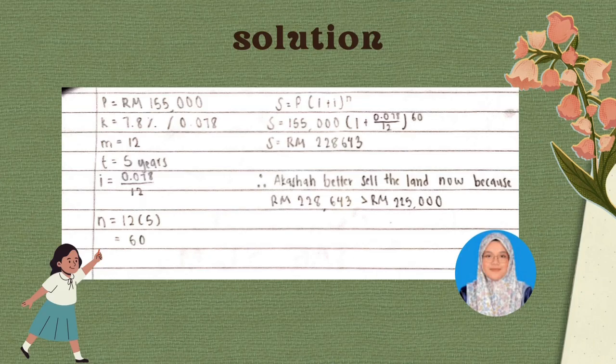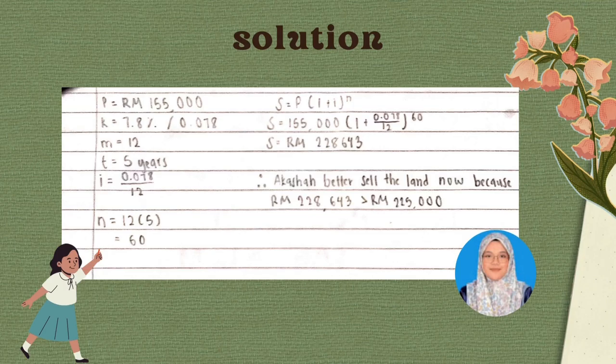The original principal is 155,000 ringgit. The annual interest rate is 7.8%. Change it to a decimal number: divide by 100 equals 0.078. The compounding period is 12. The term period is 5 years. The periodic interest rate is 0.078 per 12. The number of interest periods is 12 times 5 equals 60.